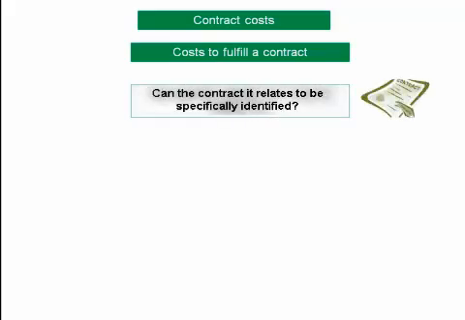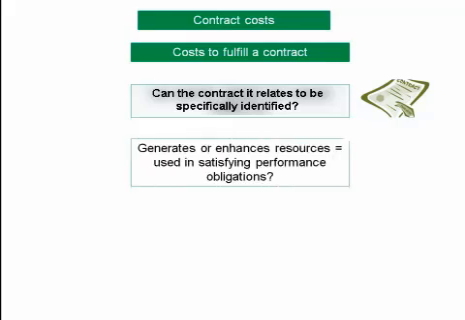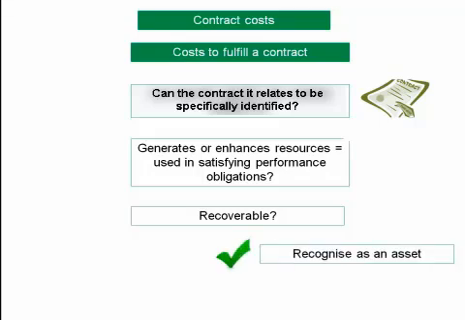If the costs incurred in fulfilling a contract with a customer are not within the scope of another standard, for example IAS 2, inventories, IAS 16, property, plant and equipment, or IAS 38, intangible assets, an entity shall recognize an asset from the cost incurred to fulfill a contract only if those costs meet all of the following criteria. The costs relate directly to a contract or to an anticipated contract that the entity can specifically identify. The costs generate or enhance resources of the entity that will be used in satisfying or in continuing to satisfy performance obligations in the future, and the costs are expected to be recovered.